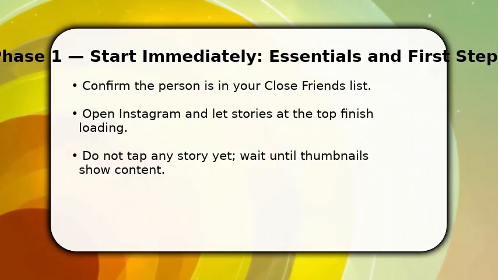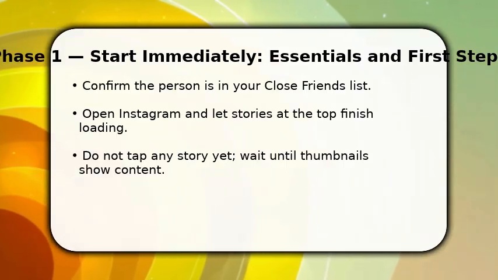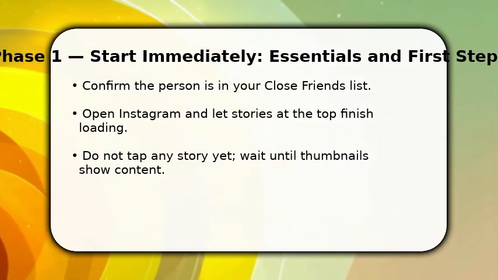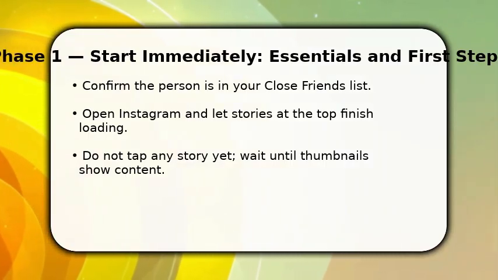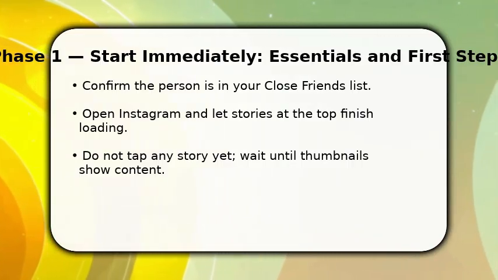You start by confirming the person is in your close friends list, so you're allowed to see their story. Next, open Instagram while online and let the story's thumbnails fully preload. You'll see the colored ring fill. This step matters because Instagram fetches story media first.